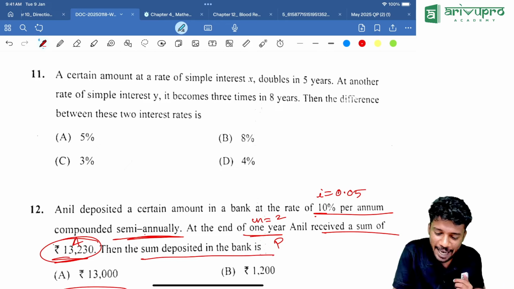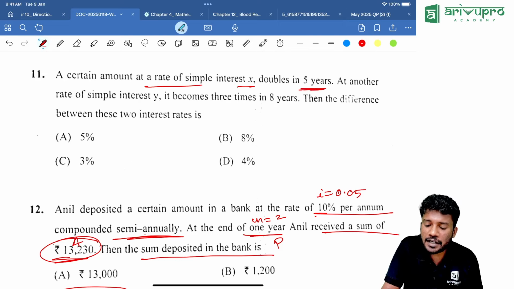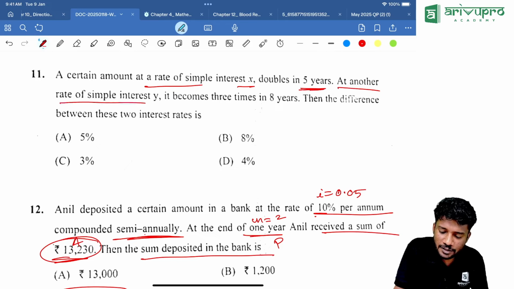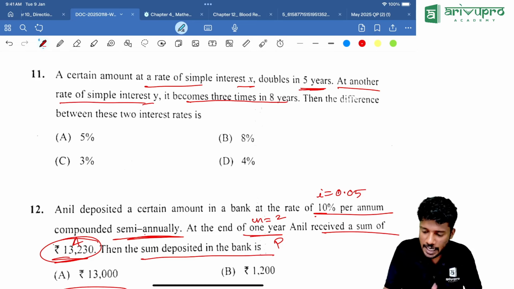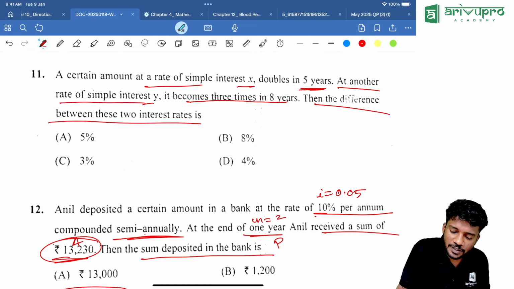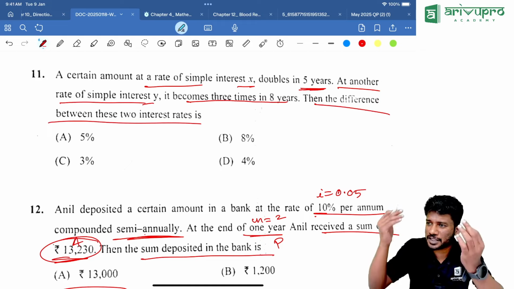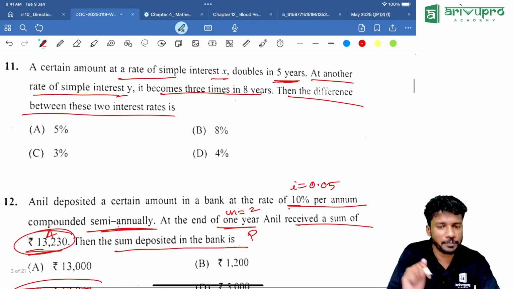A certain amount at a certain rate of simple interest X doubles in how many years? 5 years. At another rate of simple interest Y, it becomes 3 times in how many years? 8 years. Then the difference between the two interest rates is how much, is the question. Very easy question. We did the same type of question.